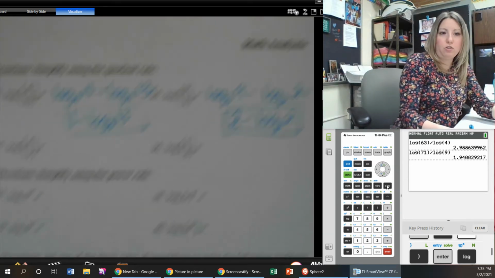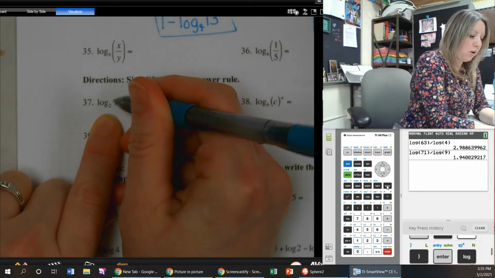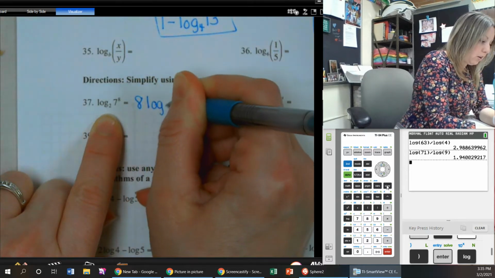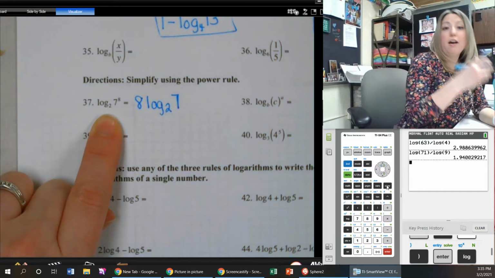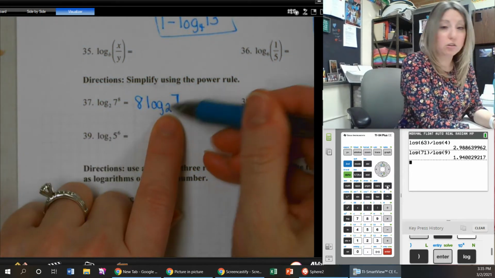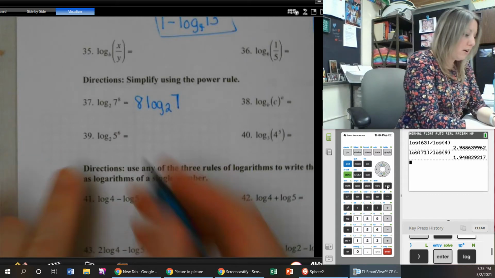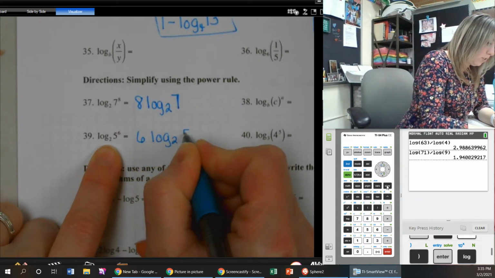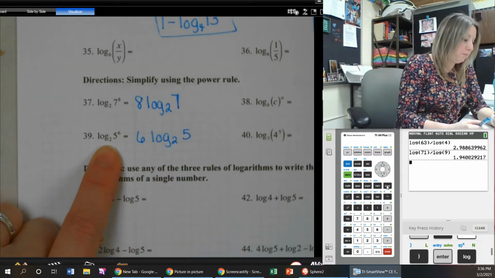I guess none of these do it, but I'll do this one right here. So if your answer is raised to a power, it's just 8 of those. It's 8 log base 2 of 7s. Okay. And again, if you could change this, you would do it. In that case, I can't, so I won't. Okay. There are 6 log base 2 of 5s. Okay. And again, I can't change that particular one.